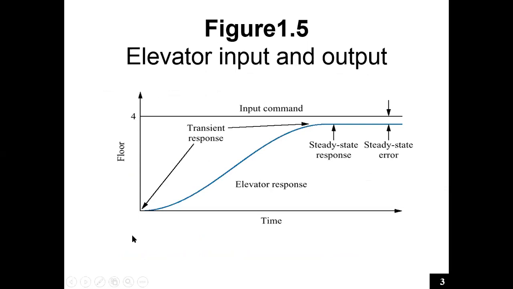We have already discussed the elevator example. Let's discuss it again. Suppose the user presses the fourth floor button, and the elevator starts to move to the fourth floor. As the output reaches within 98% of the final value, we can say that the output has reached its steady state value. The difference between output and its input will be the steady state error as time approaches infinity.